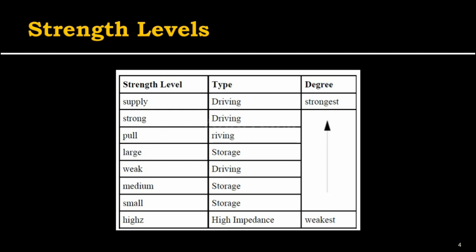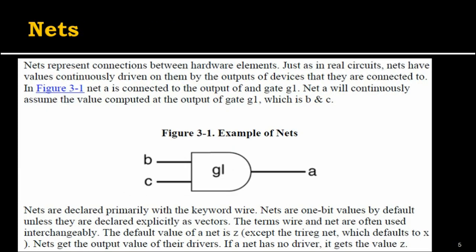Okay, these are the strengths. The supply levels represent VCC and ground, then strong, pull, large, weak, medium, small, and then high impedance, high Z. These are different strength levels used. We will discuss them in depth later. Okay, right. Next one, the first data type is nets.